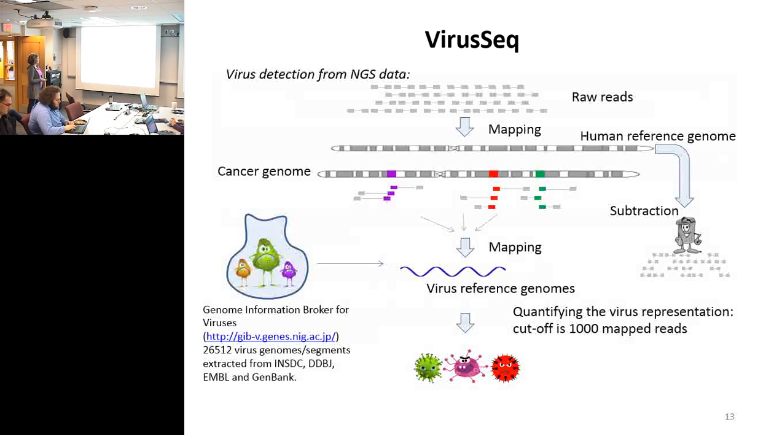Here I tried to present the pipeline for VirusSeq in a scheme, and VirusSeq has two main stages. The first stage is virus detection from NGS data, from RNA-seq in our case. In the first step, raw reads are aligned to the human reference genome, and here is a subtraction of human reads. Those reads which didn't align to the human reference are expected to align to the integrated virus intervals. These non-human reads are gathered and mapped to a comprehensive database for viruses.